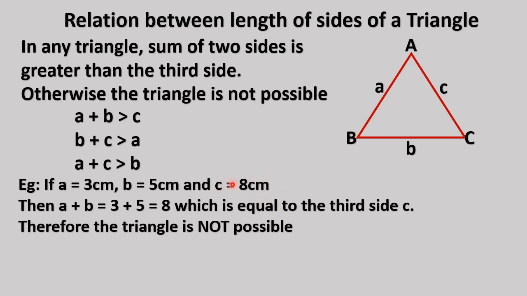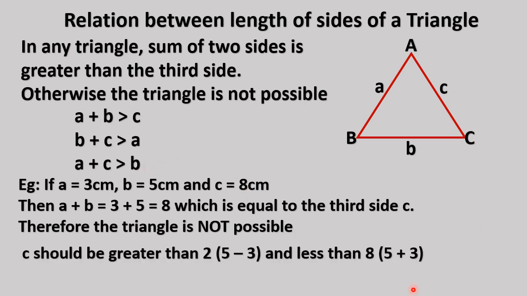So what can be the measure of the third side? C should be greater than 5 minus 3, that is 2. So C should be greater than 2 and it should be less than 8. It should be greater than the difference between the other two sides and less than the sum of the other two sides. Note down this point. Next one.